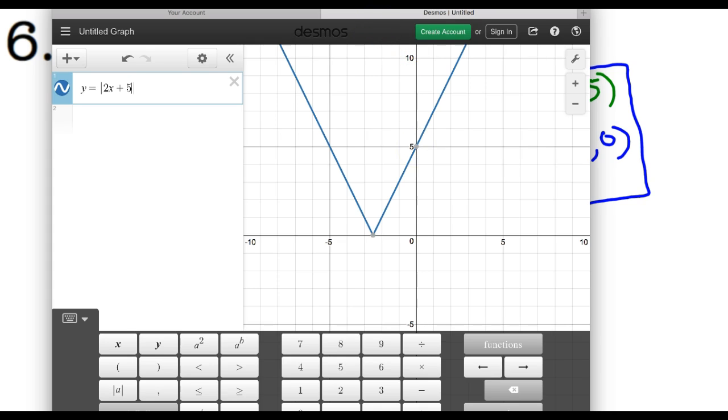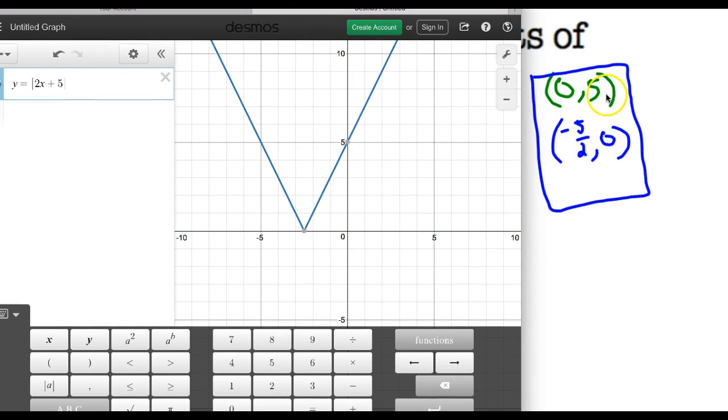Let's see if I can move this over, you can see it. See, we had 0, 5. And then the other is at, well, it says -2.5, 0. It's the same thing as we have over here, -5/2. And so you can kind of see now what that looks like.